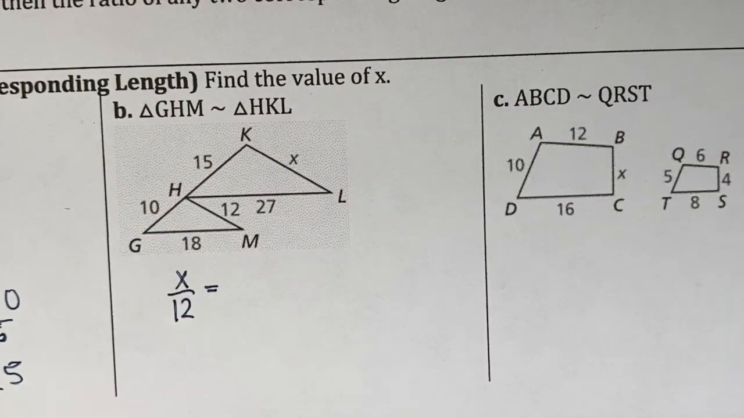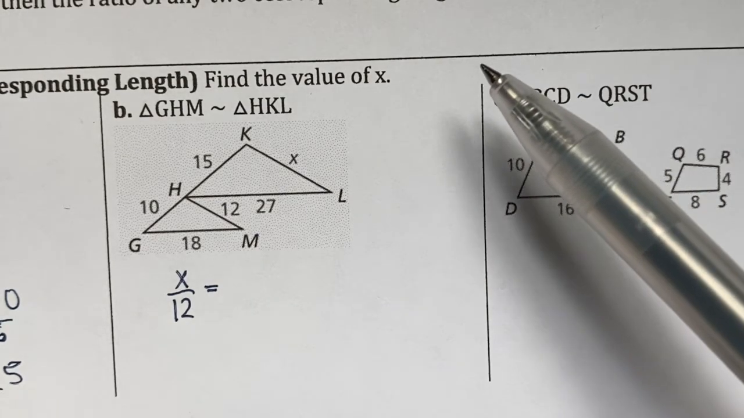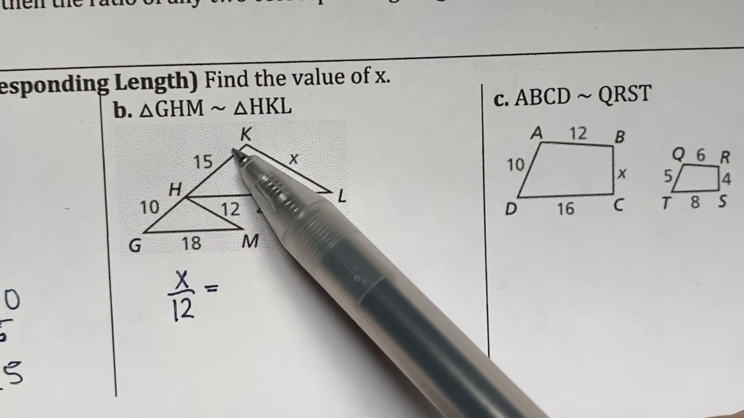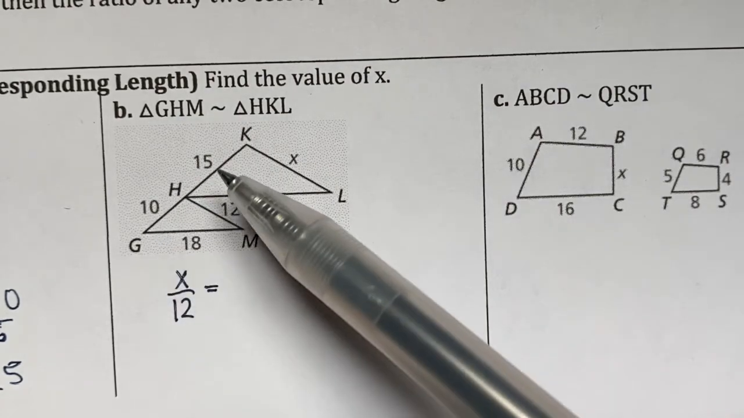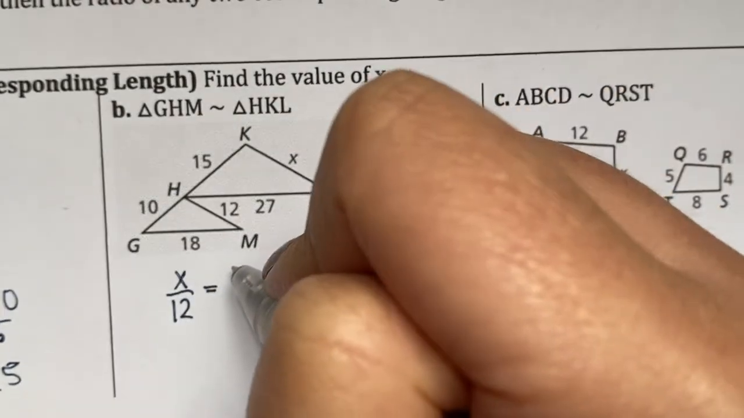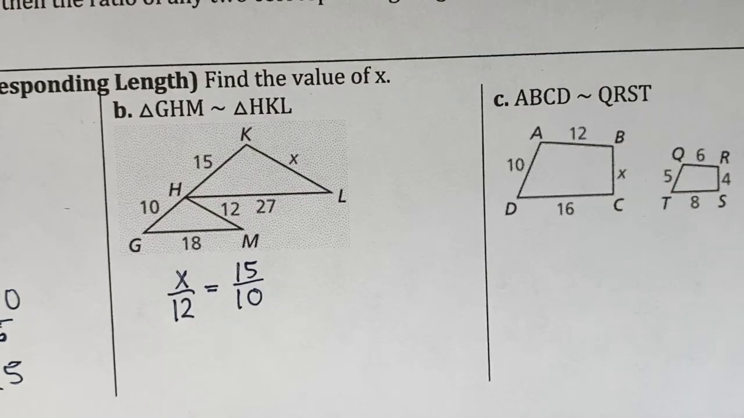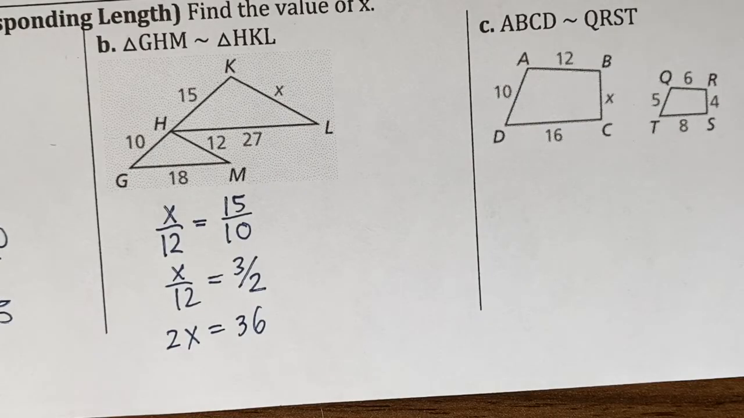Again, you could do 12 over x. Just the order that you write for the next ratio matters. So keep that in mind. We want to write a ratio with two other sides. I'm going to use KH and HG. KH has a length of 15, HG has a length of 10. So I'm going to get a ratio of 15 over 10. I'm going to reduce 15 over 10 to 3 halves, and then I'm going to cross multiply. After I cross multiply, I get 2x is equal to 36. X is equal to 18. I'll let you guys try C.